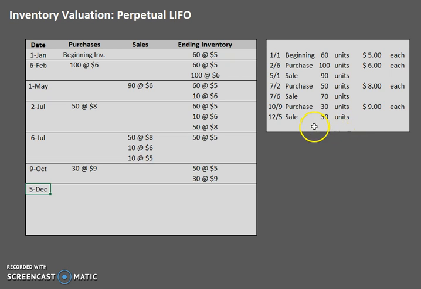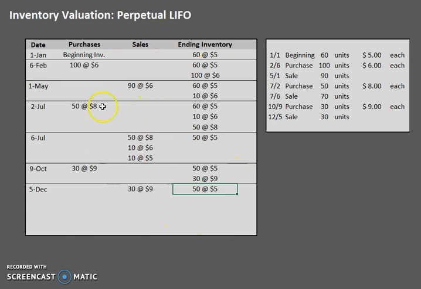Okay, now we have one more sale on December 5th, and that was for 30 units. Remember, we're using LIFO, so the last ones in are the first ones considered sold. So these 30 units actually equal the amount that we sold. So we can just put 30 units at $9, and then the 50 at $5 are still remaining.